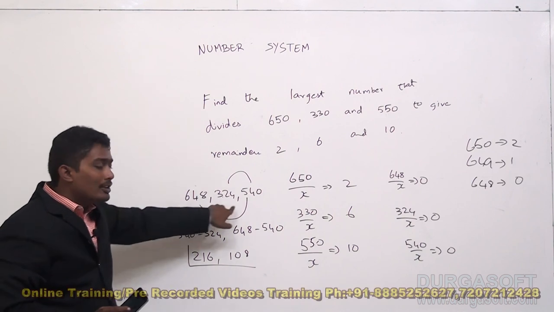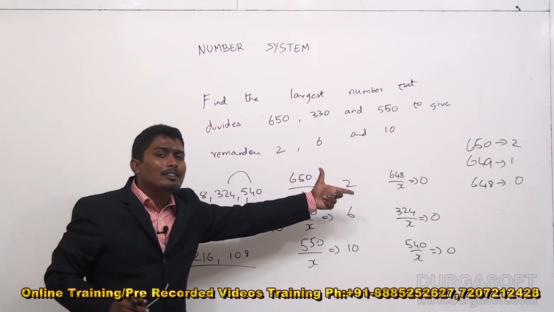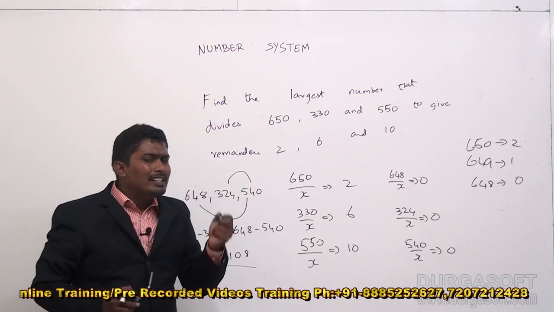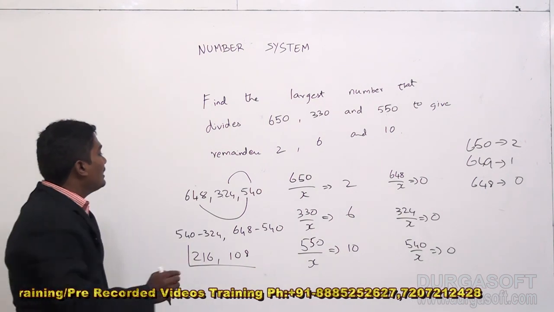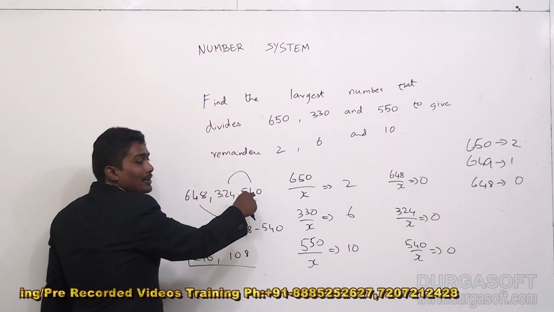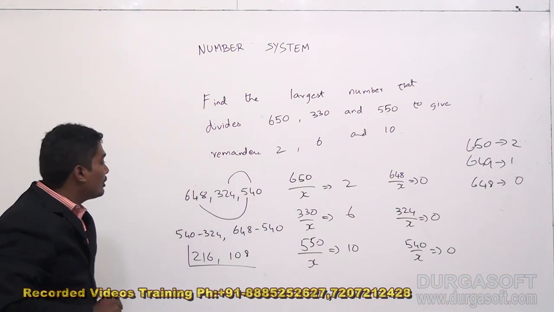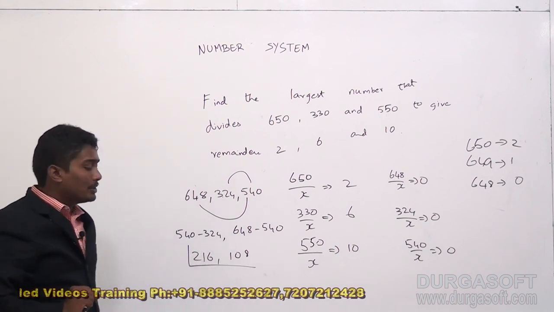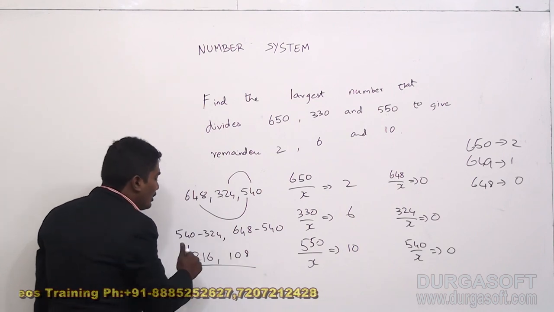I can directly find the HCF here, but here the numbers are easy. Whenever the numbers are a bit bigger, finding the HCF directly will take a lot of steps. So to make the calculation easy, I'll find the differences in increasing order, and then find the HCF of these numbers. So the HCF of 108 and 216. You see, 108 into 2 is 216.